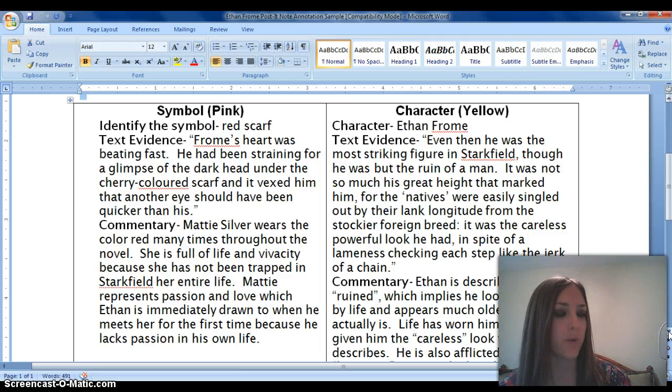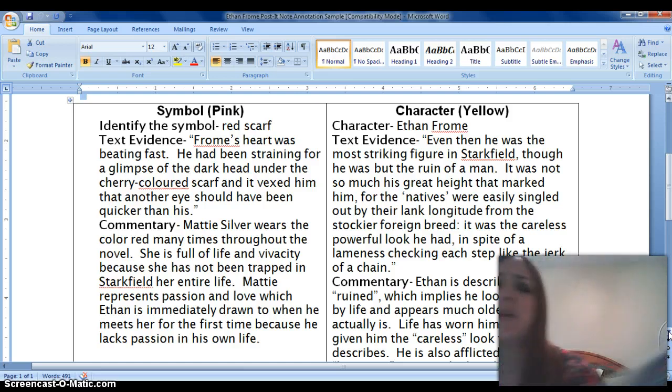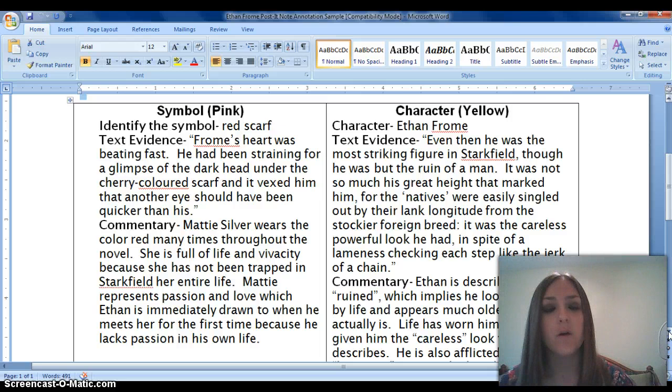This is from page 3 in my book. So this is from the very beginning of the reading, when the narrator has just arrived in Starkfield and he's meeting some different people and he first sees Ethan Frome. So let me read you this short passage, and then we'll talk about what you would do with it.